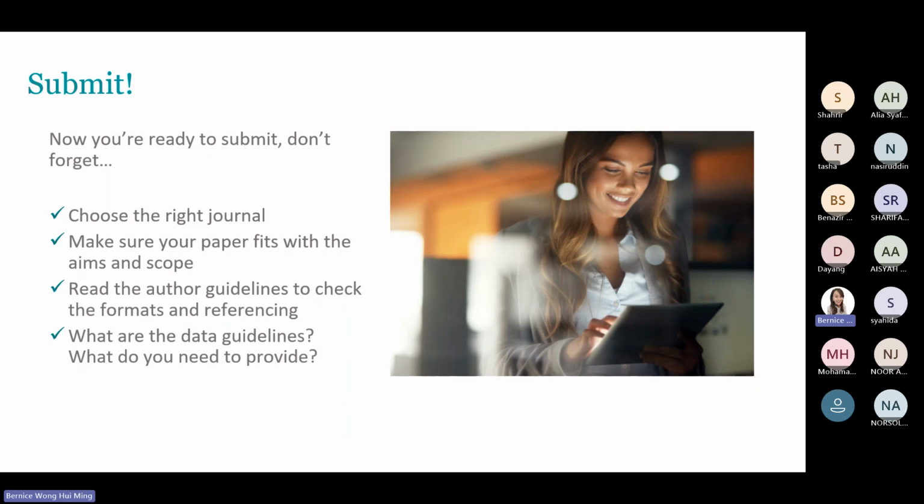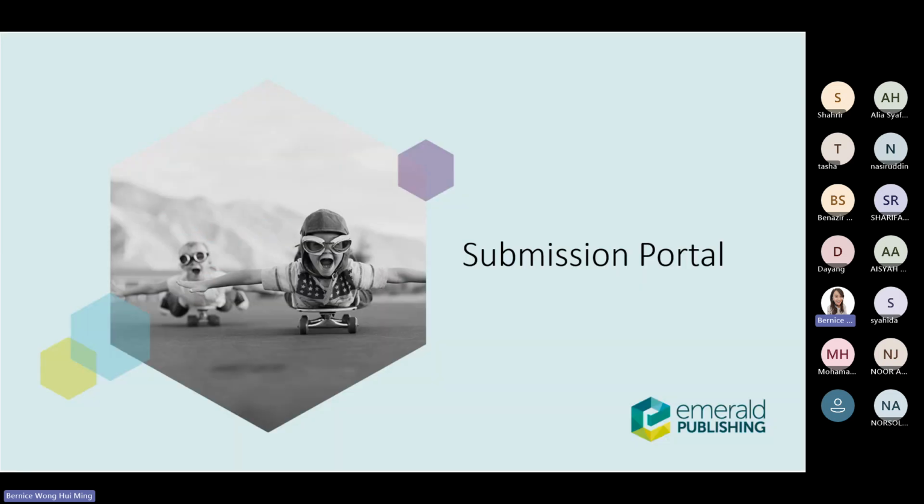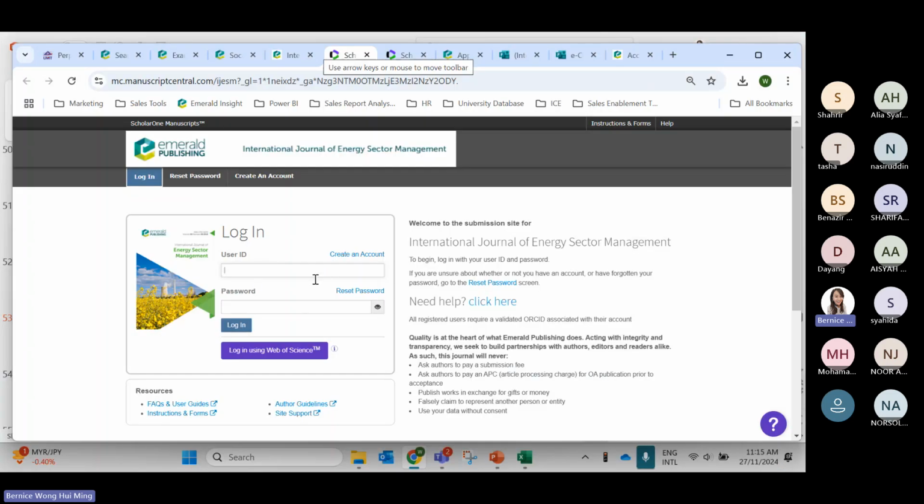But of course, they will remind you again to choose the right journal. You read through the manuscript, the guidelines, the formats, the referencing, and also the data guidelines, and what you need to provide before you submit your paper. Okay, so next you can straight away submit your paper into the Emerald submission portal that I shared with you just now. This is the submission portal.